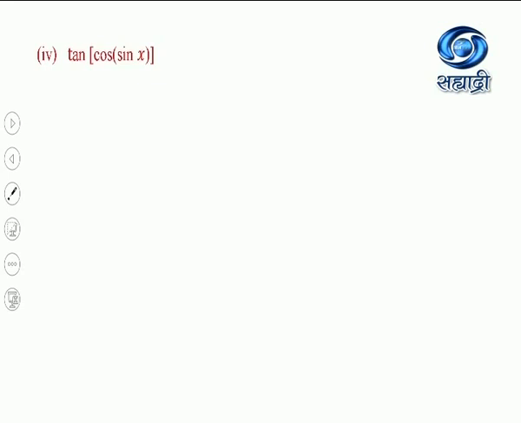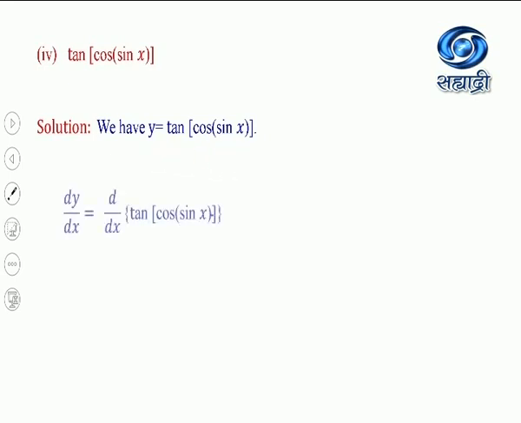Now, to see this example, tan of cos of sin x. We denote the given function by y. So, y is equal to tan of cos of sin x. Taking the derivative of both sides with respect to x, we get dy by dx equal to d by dx of tan of cos of sin x. Derivative of tan x is sec square x. So, the derivative of tan of bracket is sec square of bracket into the derivative of bracket, so d by dx of cos of sin x.